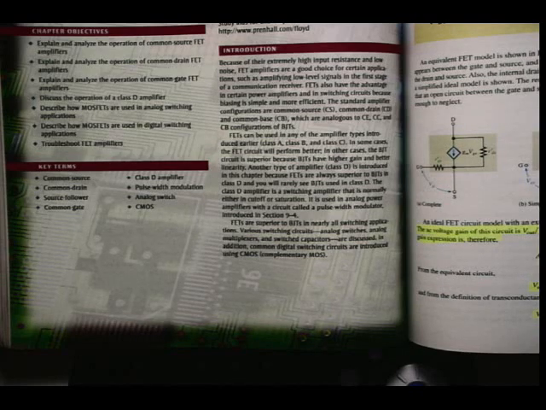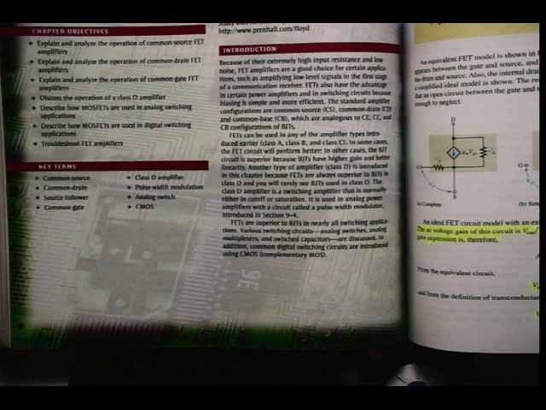Another type of amplifier, Class D, is introduced in this chapter because field effect transistors are always superior to BJTs in Class D, and you will rarely see BJTs used in Class D. The Class D amplifier is a switching amplifier that is normally either in cutoff or saturation. It is used in analog power amplifiers with a circuit called a pulse width modulator, which is introduced in section 9.4. Field effect transistors are superior to BJTs in nearly all switching applications.